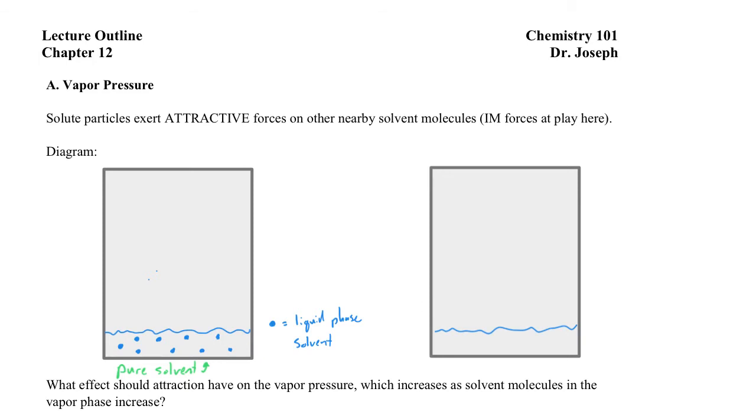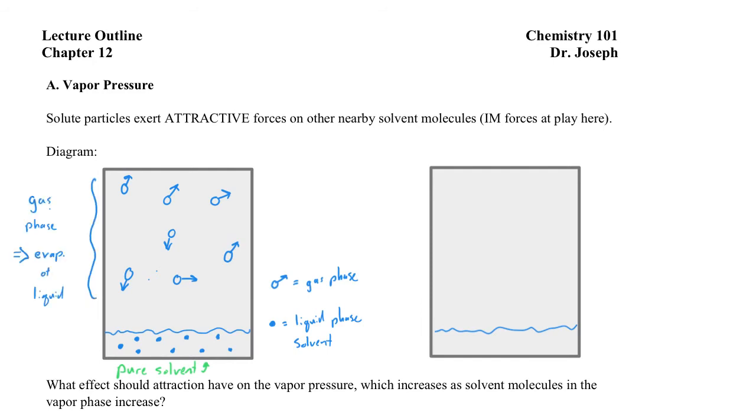Now, as that liquid sits inside of that sealed container, some of the particles will go into the gas phase because they have enough kinetic energy to escape the liquid phase. These gas phase particles from that pure solvent are in the vapor phase, and they exert a pressure on the walls of the container. This pressure is what we call the vapor pressure. Let's think about what would happen if we dissolved a solute in the solvent to give a solution. How would the presence of this solute affect the vapor pressure of the liquid?